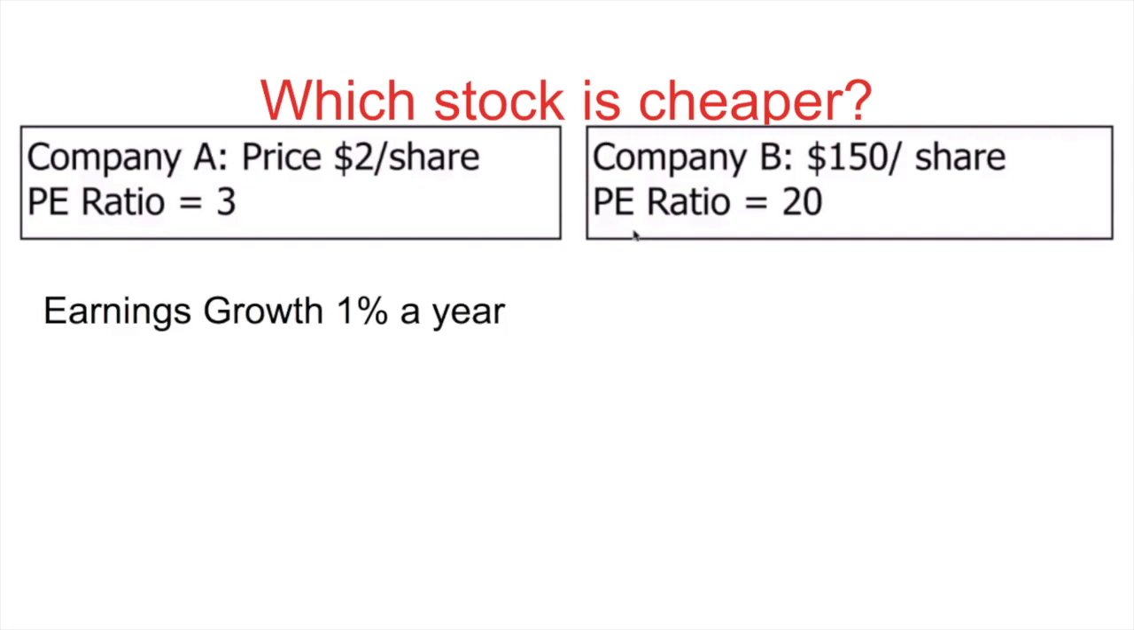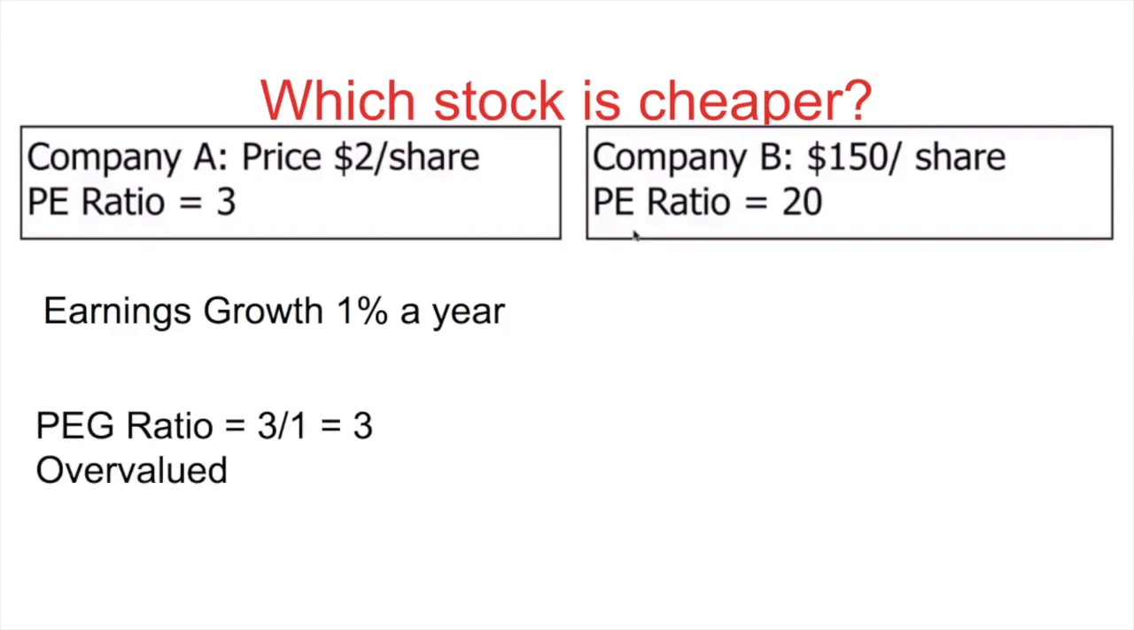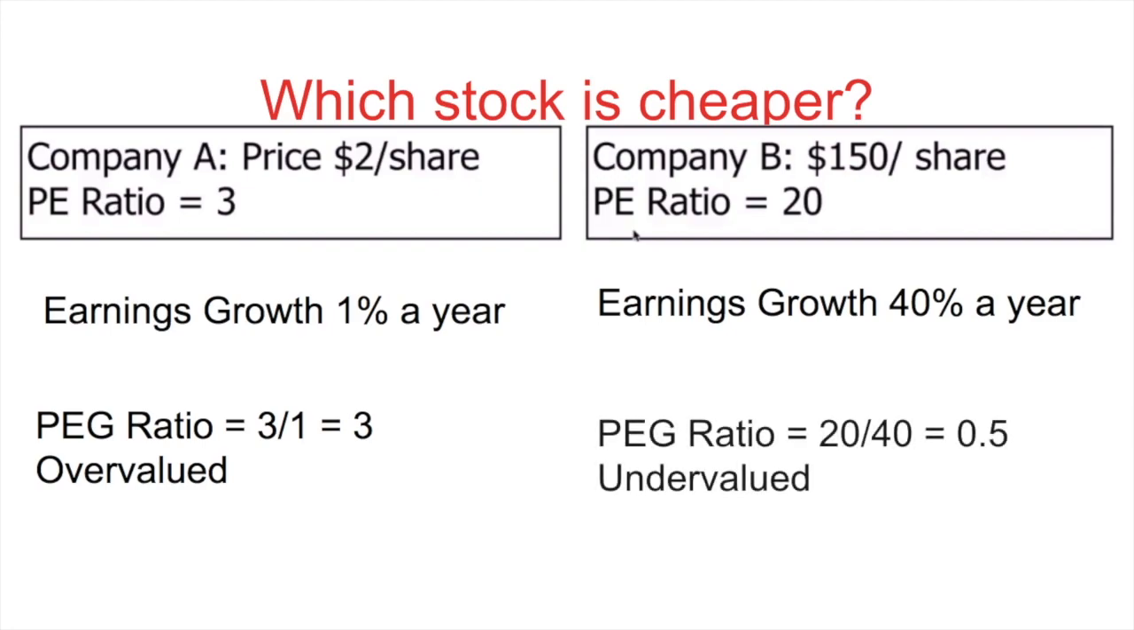However, what if I told you the earnings growth rate was 1% a year? This would mean that the PEG ratio would equal 3, and that would make the stock overvalued. However, if I told you that company B had an earnings growth rate of 40% a year, the PEG ratio would be only 0.5, which would make it undervalued.